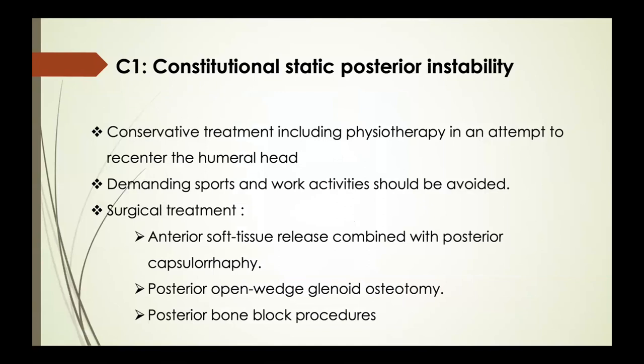Coming to the treatment plan, the conservative treatment includes physiotherapy in an attempt to recenter the humeral head during the early stage of pathology, and it reduces the symptoms by slowing the degenerative changes, as the first line of treatment. So in these cases, demanding sports and work should be avoided. And surgical treatment like anterior soft tissue release combined with posterior capsular plication. And if it's glenoid retroversion, we should go for an open wedge glenoid osteotomy. And if there is a glenoid defect, we should go for bone block procedures.